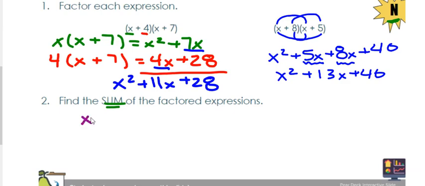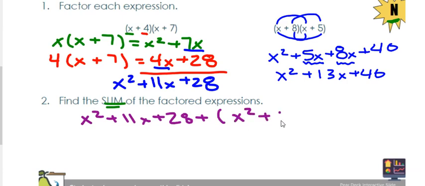So my first polynomial is x squared plus 11x plus 28. Then I'm going to add in my second polynomial. So I have x squared plus 13x plus 40. Now with the parentheses, there's nothing I can do, and I could distribute the positive, but it's not going to change any of the signs inside. So I can just erase all of these parentheses and drop them.